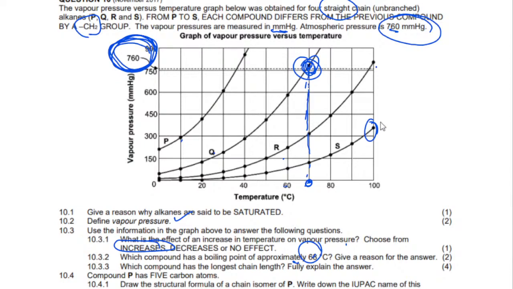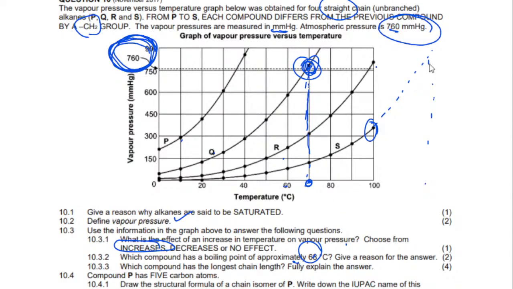That means its boiling point will be far. If we project, it will be around 150, somewhere. Yes. So they're asking which compound has the longest chain? Explain your answer. So basically, you can say that at any given temperature, S has the lowest vapor pressure.